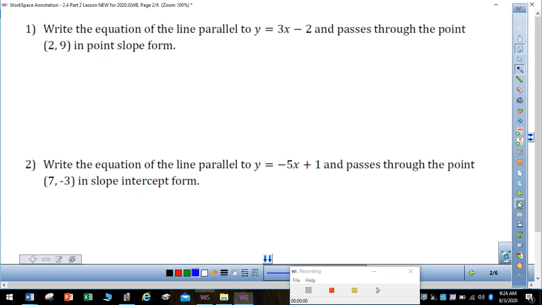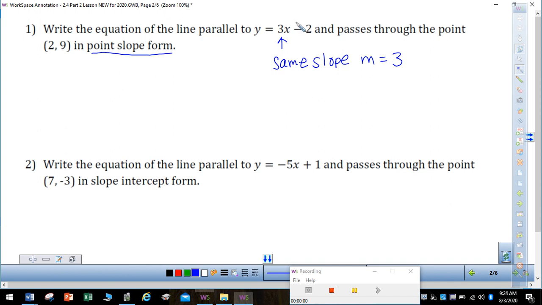Write the equation of the line parallel to y equals 3x minus 2 and passing through the point (2, 9) in point slope form. So first of all, if our line is parallel to this line, that means that it's going to have the same slope of 3.